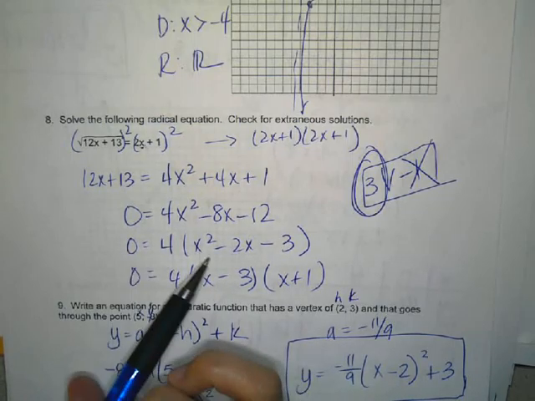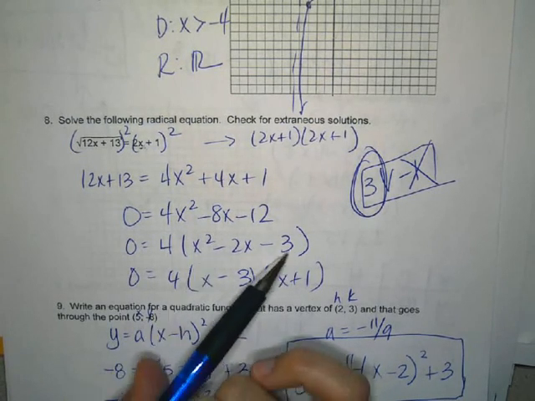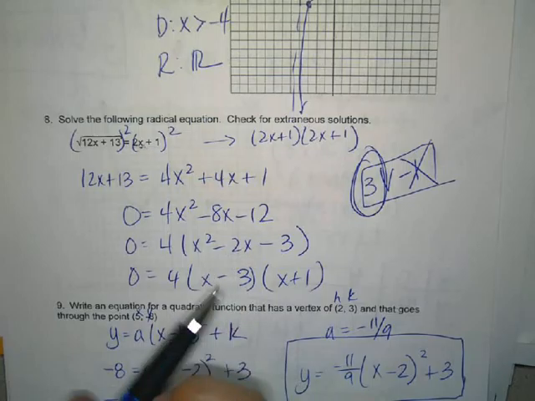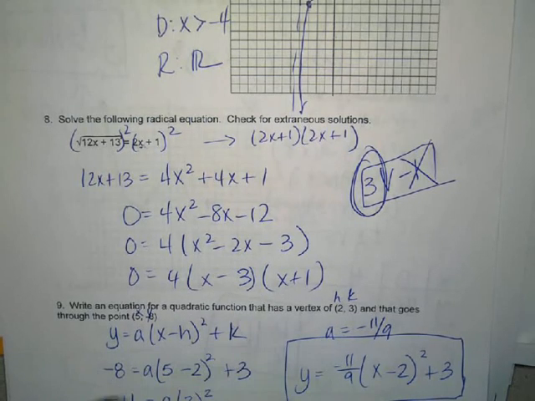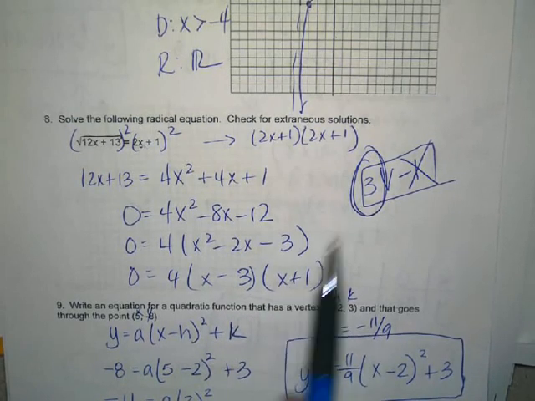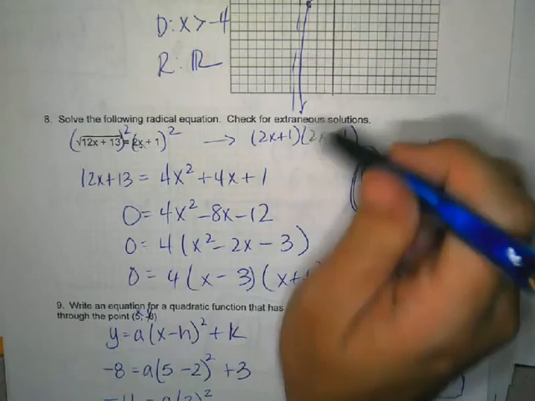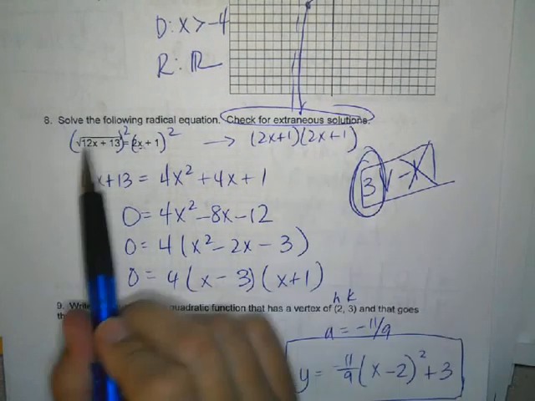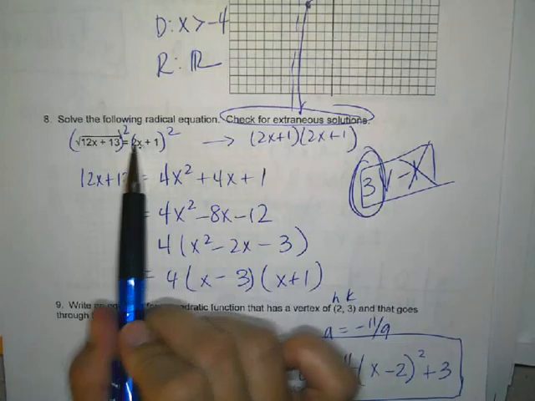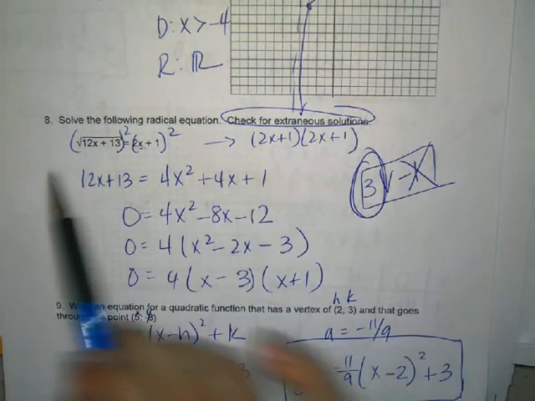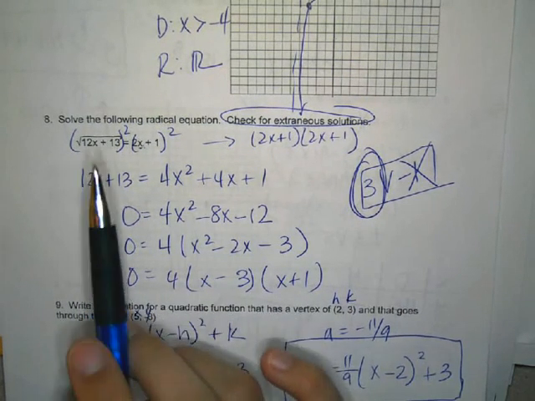And then I noticed I could factor that pretty easily because the two numbers that multiply to get negative 3 and add to get negative 2 are negative 3 and positive 1. And so I ended up just factoring and then setting both those equal to 0. So 3 and negative 1 were my answers. And then I had to check for extraneous solutions, so I plugged 3 back in. That ended up working. You got 7 equals 7. And then I tried to plug negative 1 in, but that ended up not working, so I had to cross that one out.